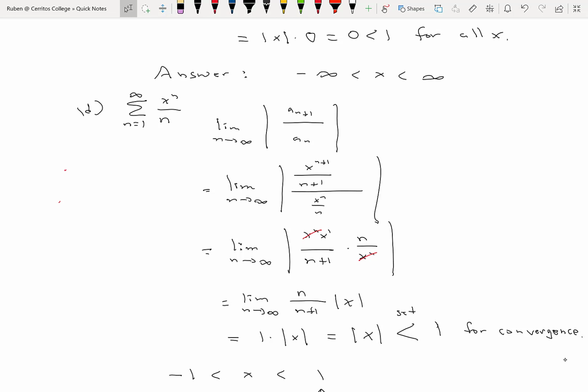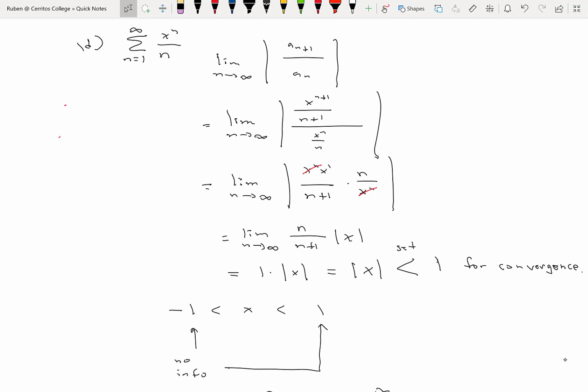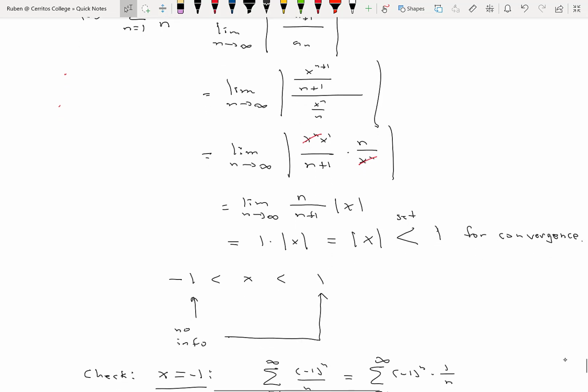So we have to check separately the endpoints of our interval. The endpoints of our interval correspond to when the ratio test provides an answer of 1 for the limit. So we've got to check the endpoints. We have no information from the ratio test about what happens at -1 and 1. So let's check those points separately. Let's check x equals -1.